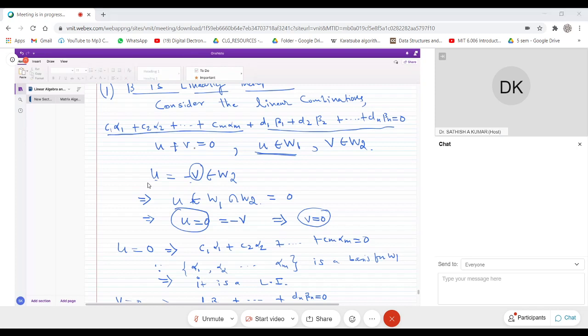So U plus V equals 0, and we write U equal to minus V. We already know that U belongs to W1, whereas V belongs to W2, and a constant times V also belongs to W2. Here the constant is minus 1, so U belongs to W2. U already belongs to W1, so U belongs to W1 intersection W2. We are given that W1 intersection W2 is 0, which has only one element, 0. So U must be 0. Since U is equal to minus V, V is also 0. So U and V are 0 separately.